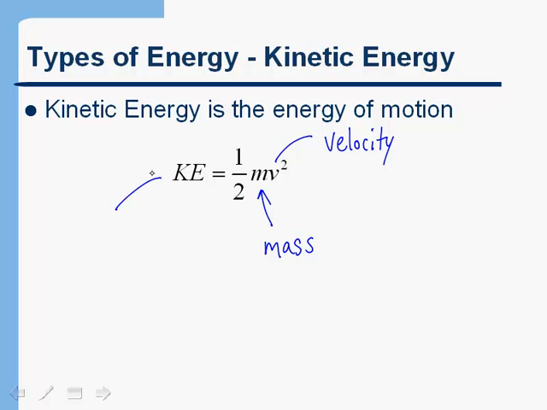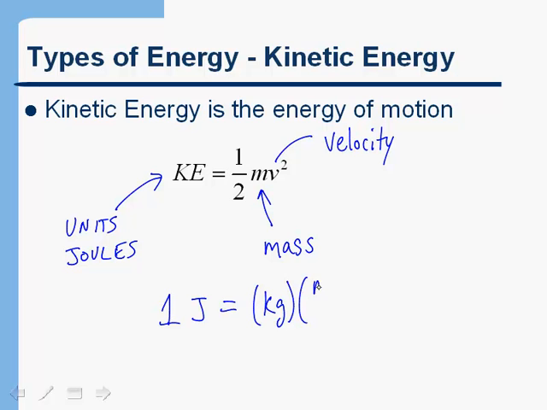Because kinetic energy is energy, the units are joules. And so you'll notice that we learned something about a joule. We said a joule is equal to a newton times a meter, but we can see from this formula it's also equal to kilograms times meters squared per second squared. Since velocity is meters per second, when we square it we get meters squared per second squared, and mass has units of kilograms.